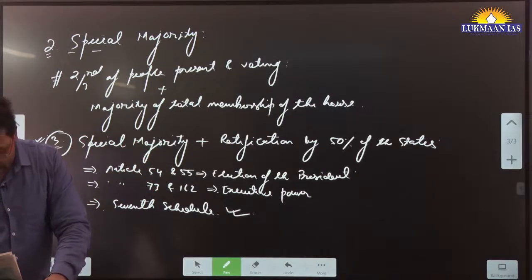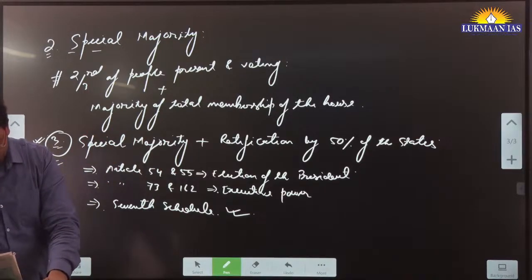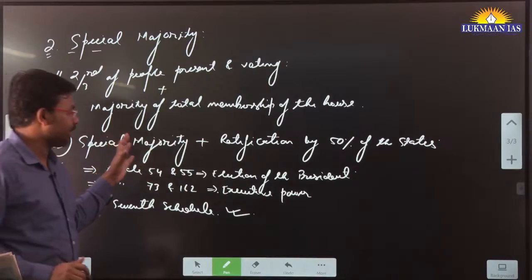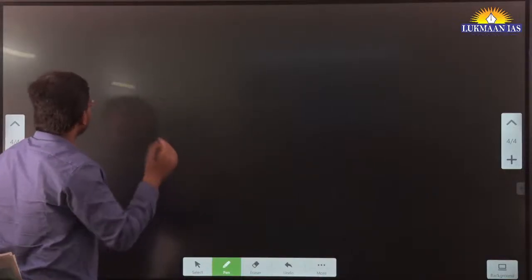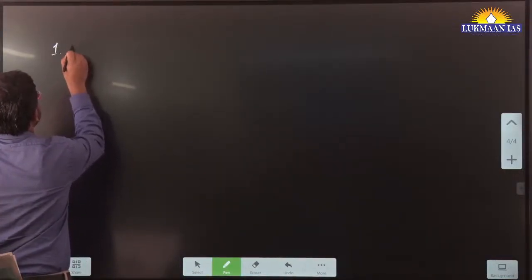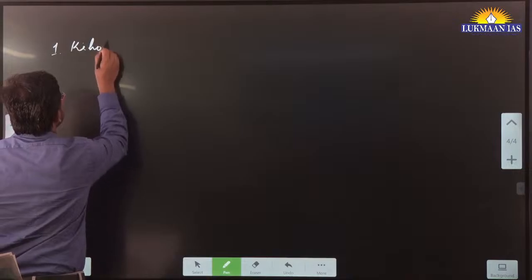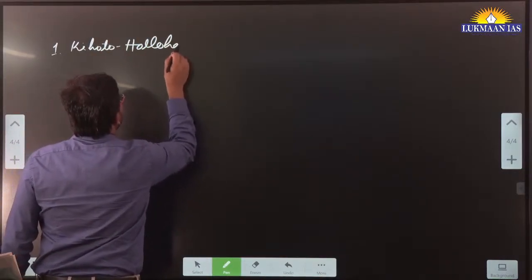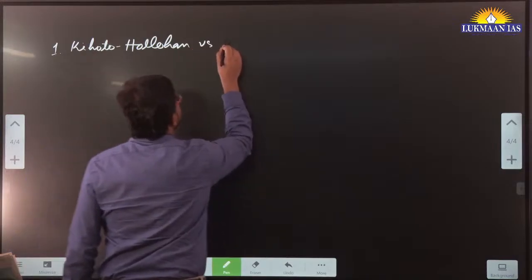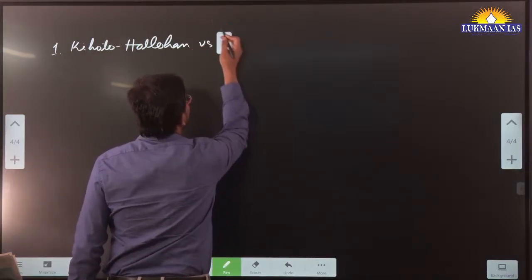And they have also talked about two cases. In one of the cases, Kihoto Hollohan versus Zachillhu. That case, the Kihoto Hollohan case, is mentioned in the polity books. So I am just quickly writing about those cases. This is Kihoto Hollohan versus, is it from Z or J?